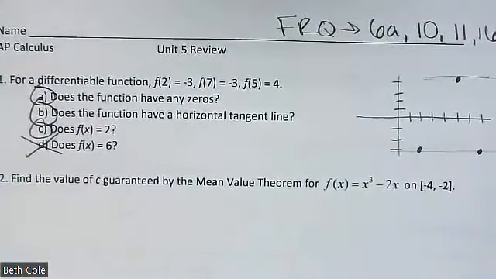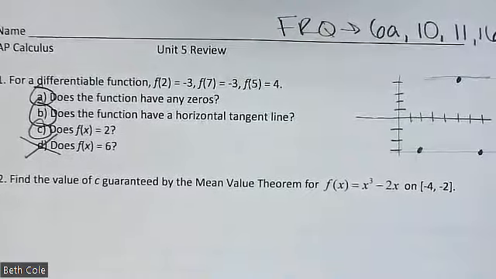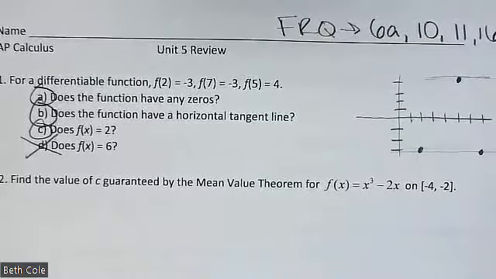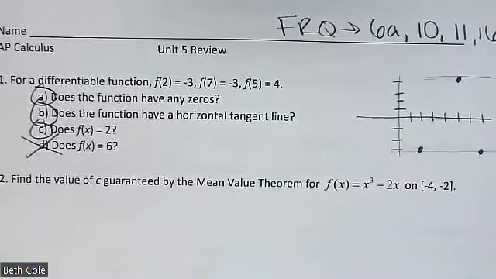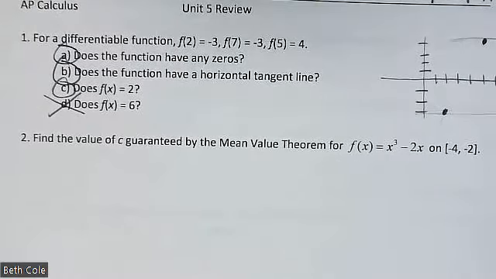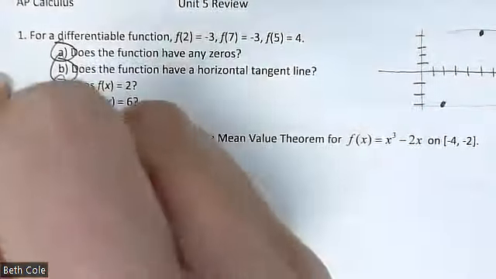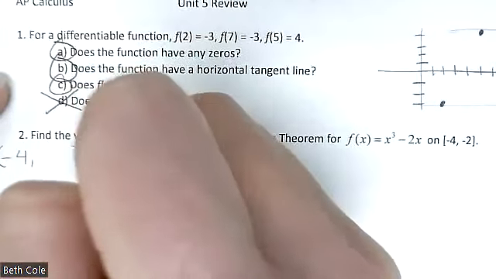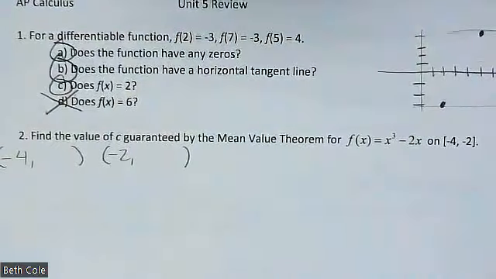It isn't guaranteed, but it's like a maybe. I love that you said maybe though, because people will be like, no. And I'm like, well, it might. You can't guarantee it. All right, find the value of C guaranteed by mean value theorem, blah, blah, blah. Mean means average. Average rate of change means slope. Okay, so we need a point, -4 comma something, -2 comma something, and we're going to slope them.